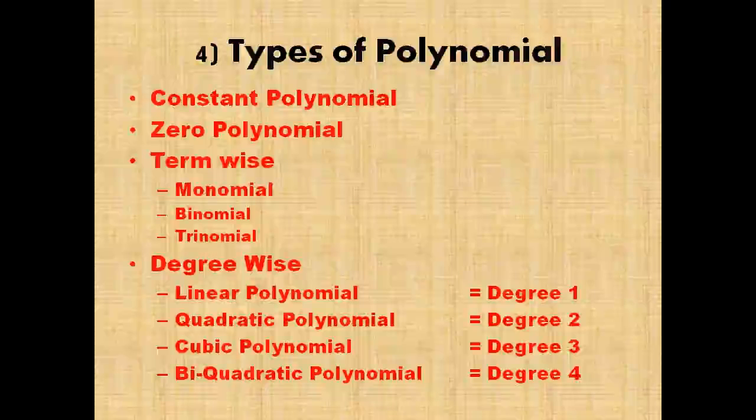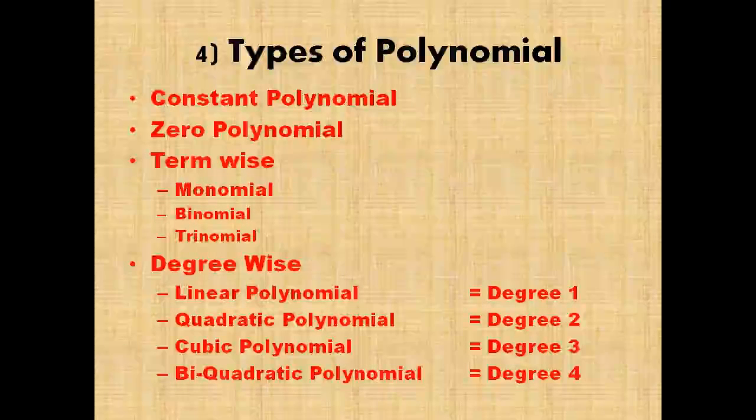Next, we'll move to types of polynomial. Generally everyone knows term-wise polynomials and degree-wise polynomials, right? Good. In the same way, here we are going to see 4 types: first is the constant polynomial, second is the zero polynomial, third term-wise, fourth degree-wise.